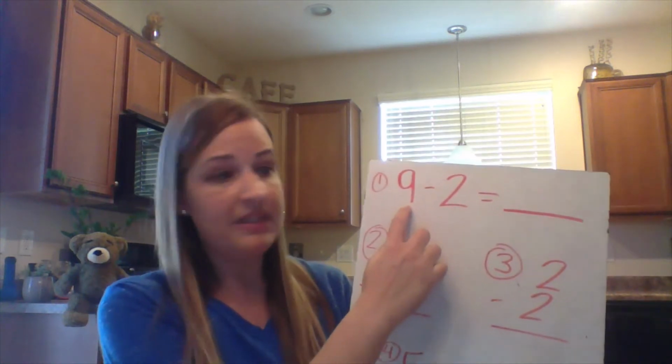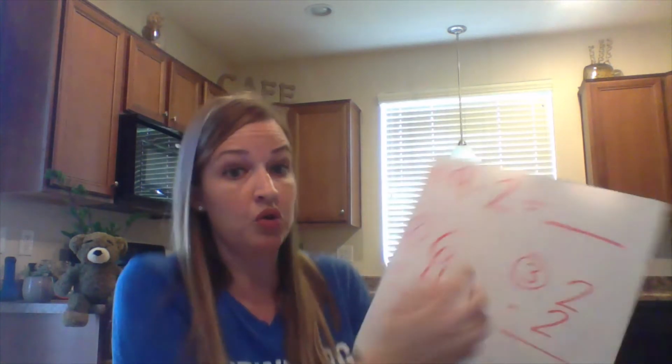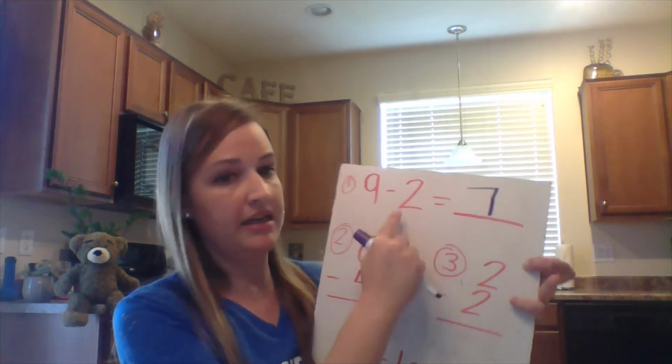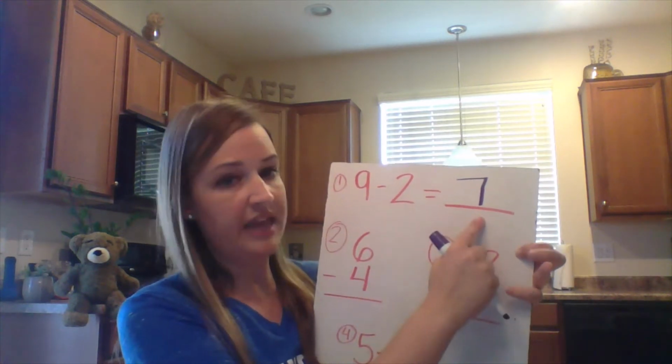My first problem says 9 minus 2 equals, we don't know. So if I hold up 9 fingers and I take away 2 of them, 1, 2, how many are left? Good, 7. So I'm going to write that on here. If I read it back, it says 9 minus 2 equals 7.